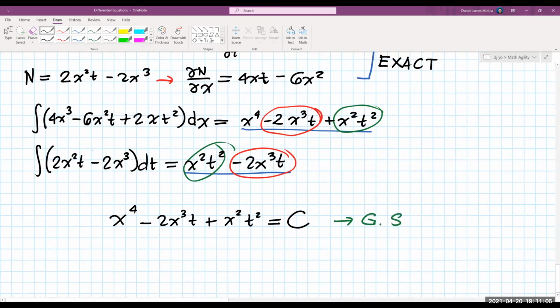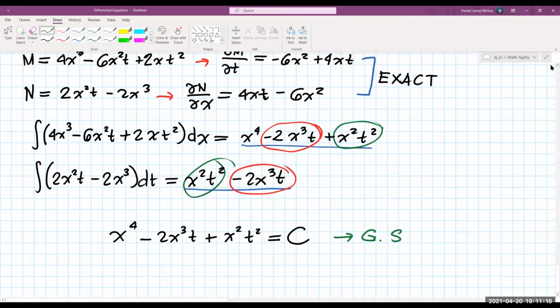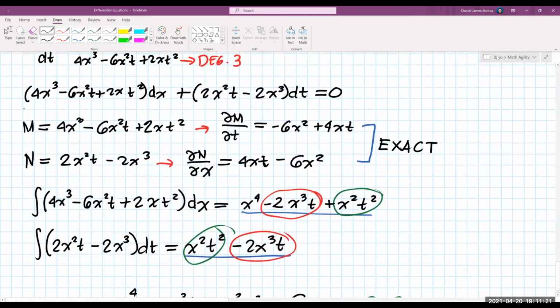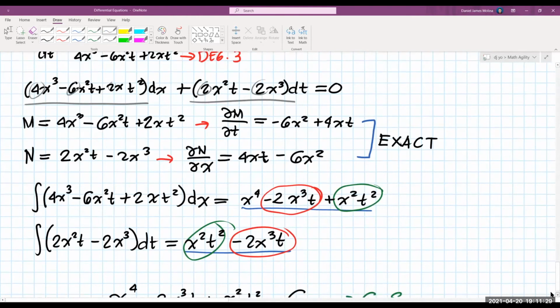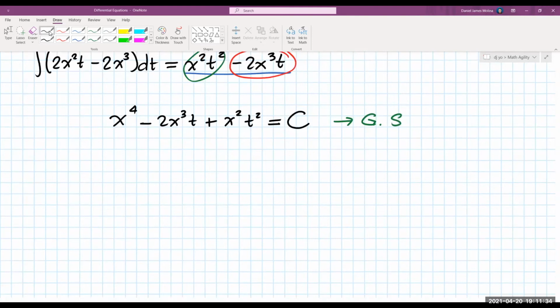That is the reason why I did not cancel any common factors. We have a common factor of 2 in our original differential equation. If we divide the whole equation by 2, then we will arrive at a general solution with fractions. But you'll just have to multiply it again by 2 to eliminate the denominators.